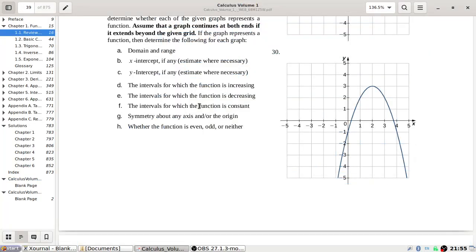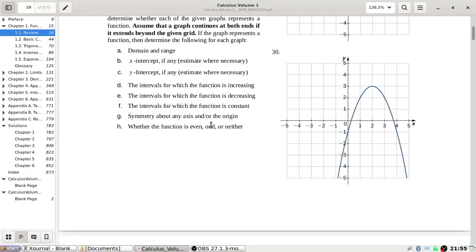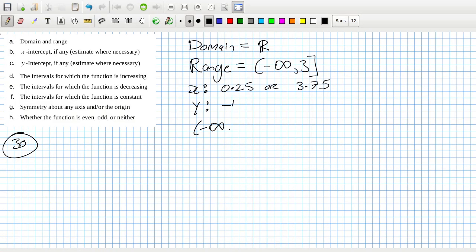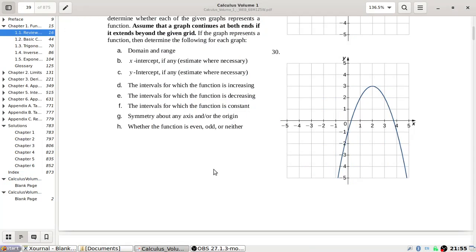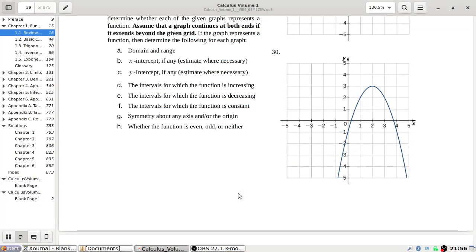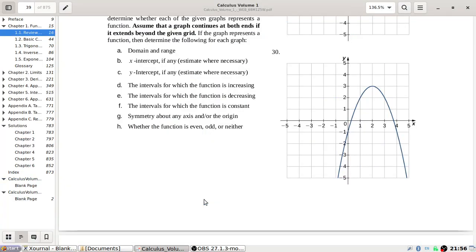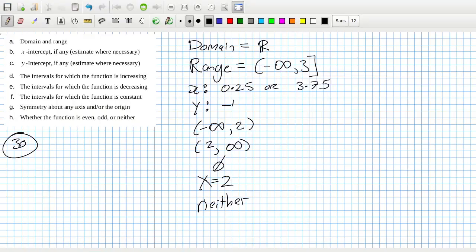Y-intercept, minus 1. Increasing from minus infinity to 2. Decreasing 2 to infinity. Constant, nowhere. Any symmetry? Through the line here, y equals 2. And it's neither even nor odd. Yeah. Oh, I said y equals 2. X equals 2. X equals 2.